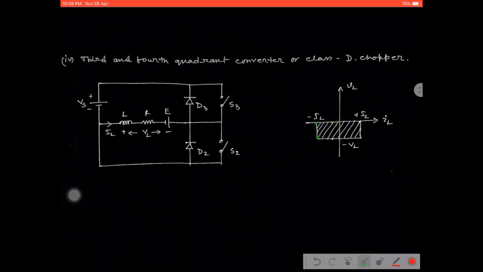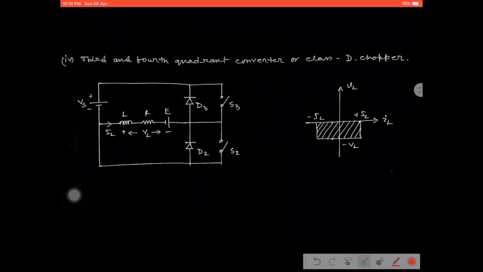Clear? And in this particular case, the inductor gets charged, this is positive and negative, up to the value of Vs. Now when the inductor tries to discharge, it changes its polarity. So the inductor must be discharged through the diode D2. In this case, again, the direction of the current is opposite. That is why again it will cover the third quadrant operation.